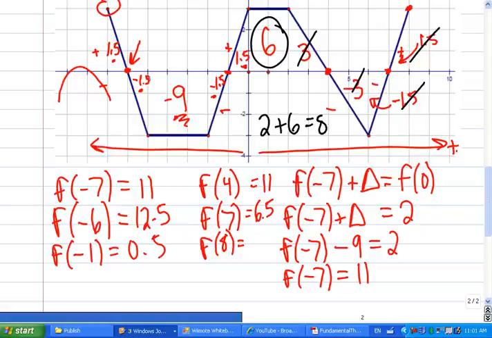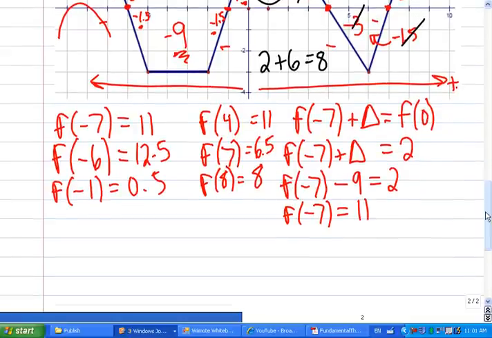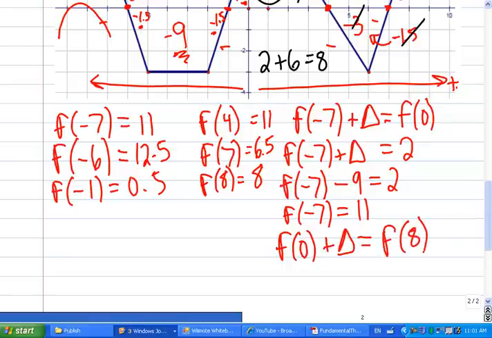It started at 2, so it should be at 8 here. Okay? Yeah. Again, if you want to figure it out and say, like, how do I do this? Well, we go this time from f of 0 plus all the change, I should end up at f of 8. That means 2 plus all the change, which we just figured out was 6, gets me to f of 8, which is 8.